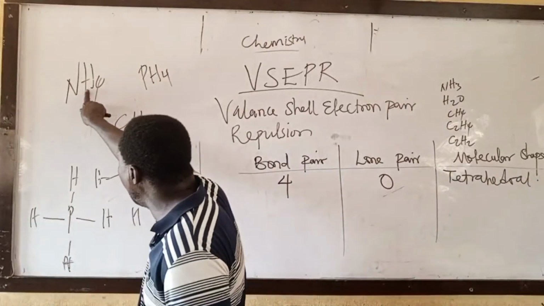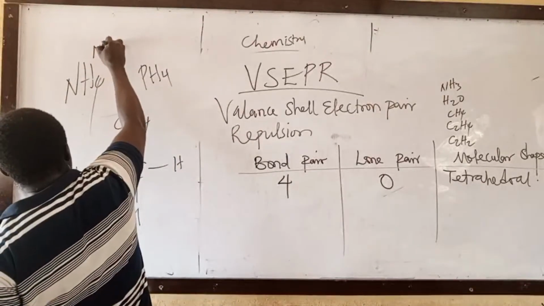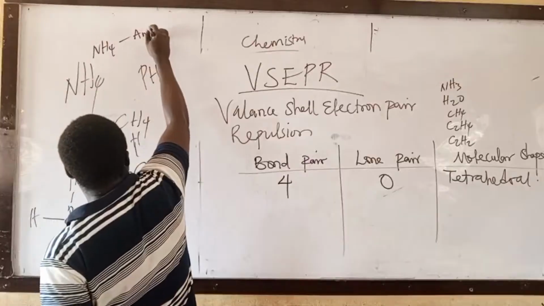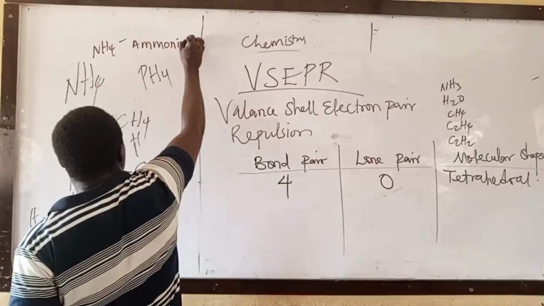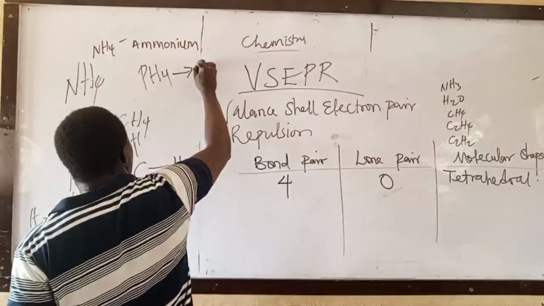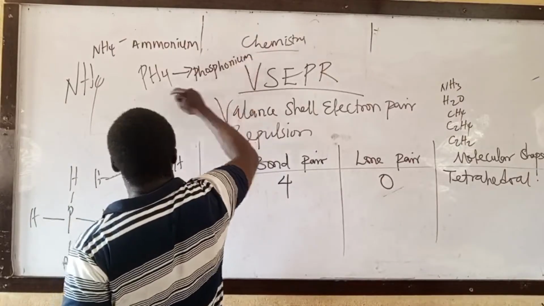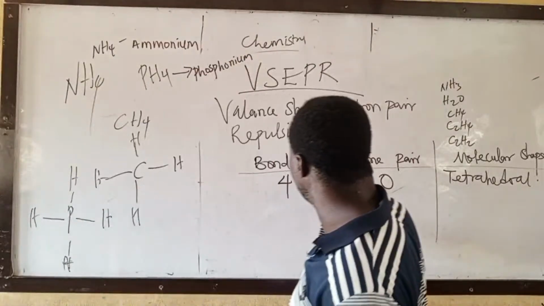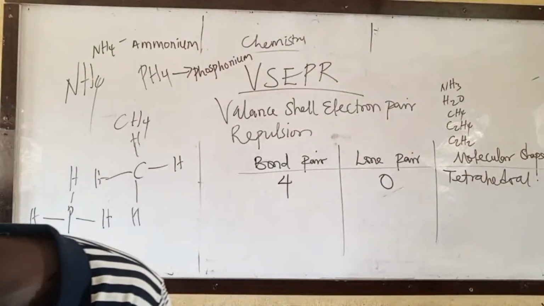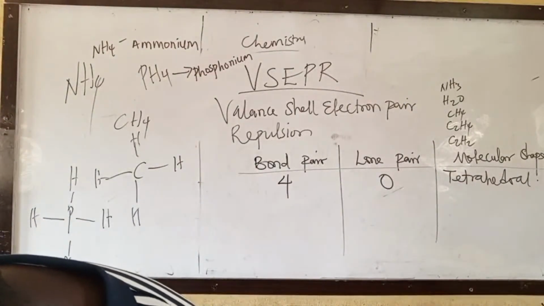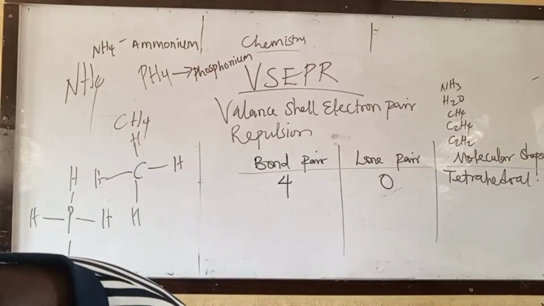Molecular shape of ammonium and phosphonium. This one is ammonium, NH4. This is phosphonium, PH4. Their shape is tetrahedral based on this. You don't need to cram. Please don't cram. Please, I'm waiting for your yes.